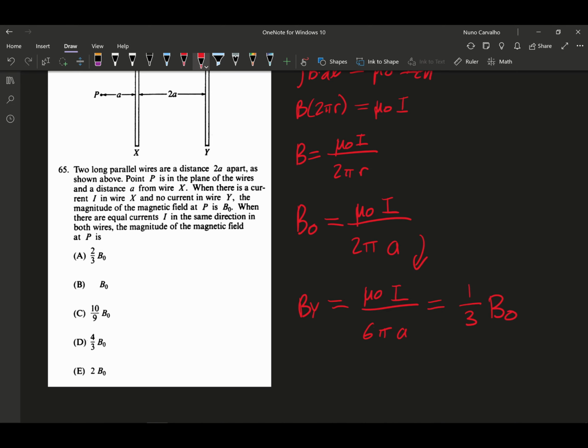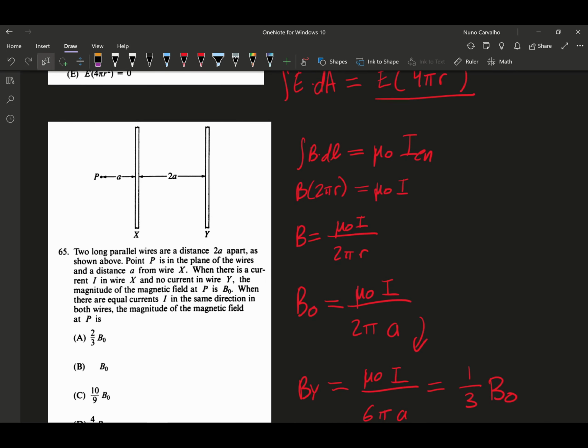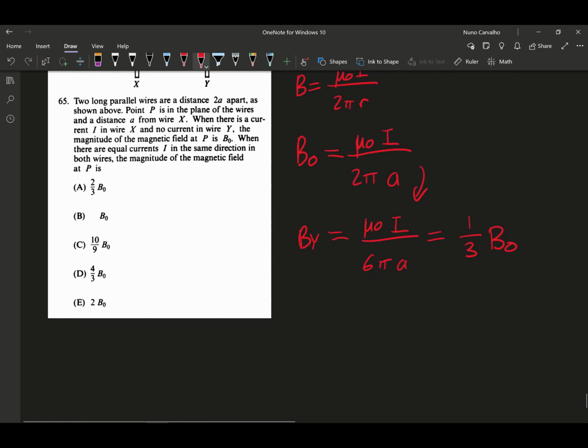Okay, and then the last thing to think about is, are these magnetic fields going to stack? And yes, they are. If you use your right-hand rule, you'll see that they're both acting in the same direction, which is to say that the overall B is going to be By plus B0, which is 1/3 B0 plus B0, which is 4/3 times B0. And so the correct answer is going to be D.